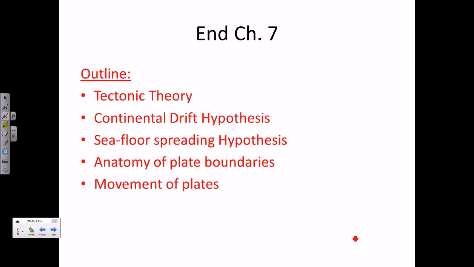So just to summarize, at the end of this particular chapter, we covered plate tectonic theory, which is really a combination of continental drift hypothesis and seafloor spreading. So these two things fit together to make a third thing here. We talked about the anatomy of plates, so the different features we find at the plates, and then finally, what do we think is moving the plates and getting them around?